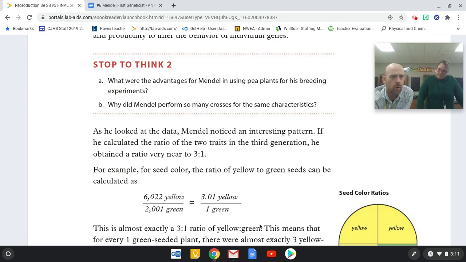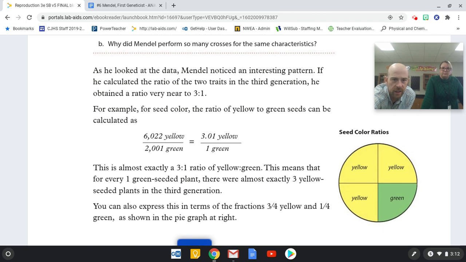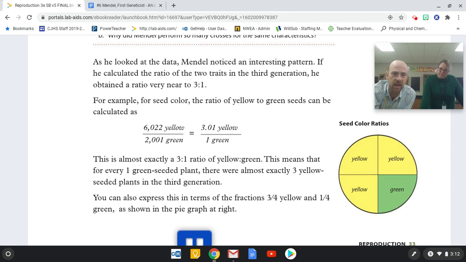For example, for seed color, the ratio of yellow to green seeds can be calculated as, so he took 6,022 yellow seeds and divided by 2,001 green seeds, and he got a ratio of about 3.01 or 3 yellow seeds for every 1 green seed that was produced. Reading on, this is almost exactly a 3-to-1 ratio of yellow to green, like I just said.